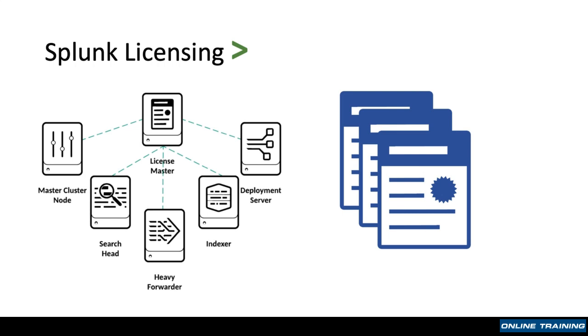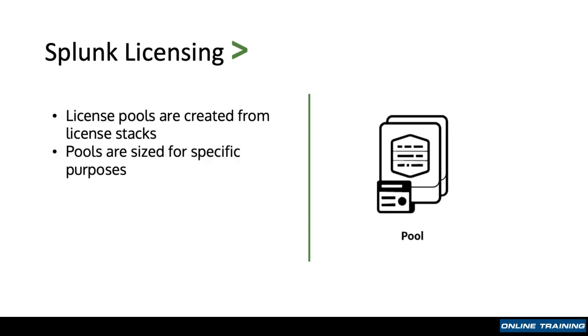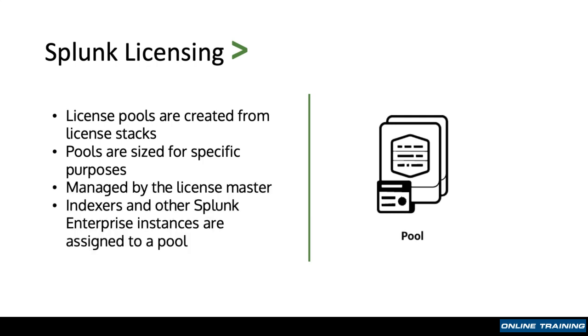A collection of licenses whose individual licensing volume amounts aggregate to serve as a single unified amount of indexing volume is called a stack. License pools are created from these license stacks. They're sized for specific purposes. The license manager manages license pools. Indexers and other Splunk Enterprise instances are assigned to a pool. Splunk recommends not assigning forwarders to a license pool since they have unique license types. Again, unless the heavy forwarder is also indexing data, then it needs the indexer type license, which is the Splunk Enterprise license.